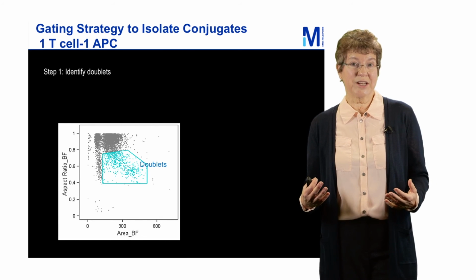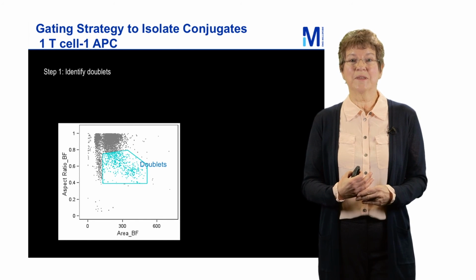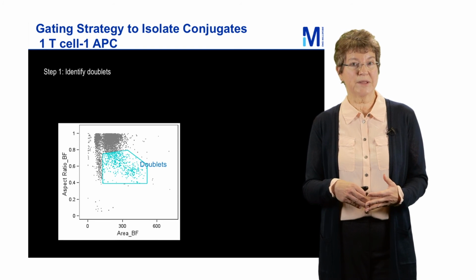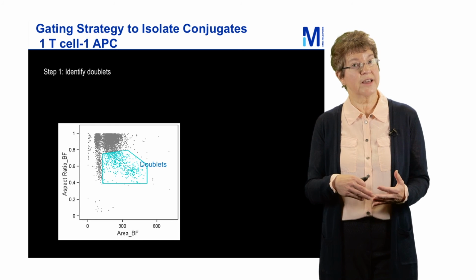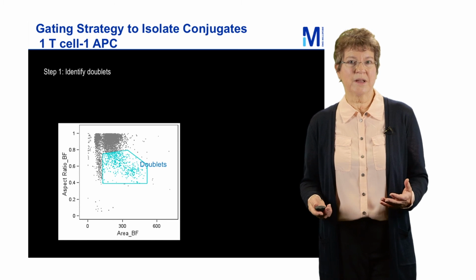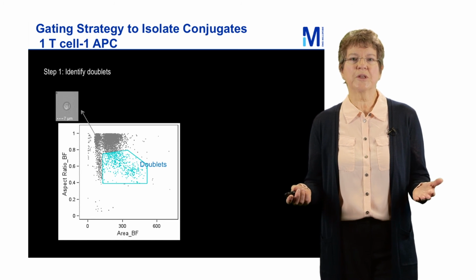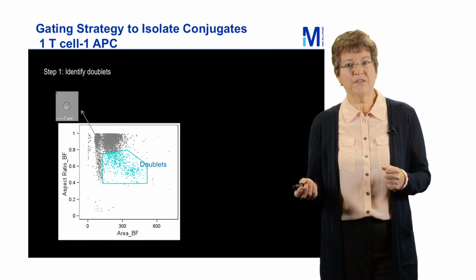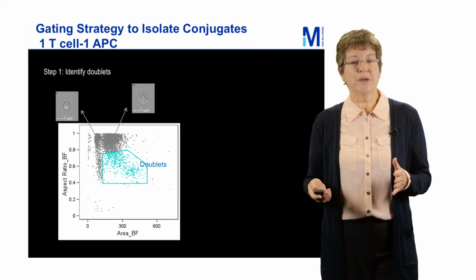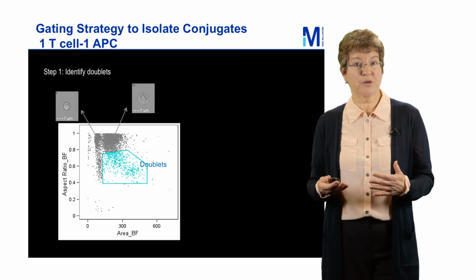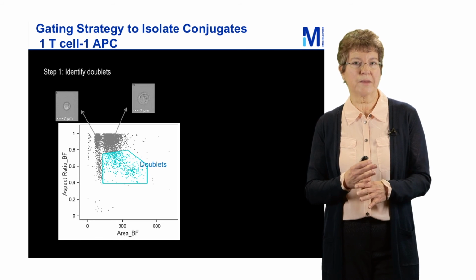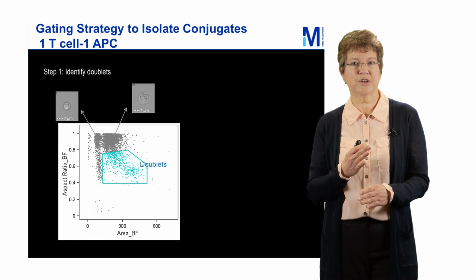So I'm going to show you the strategy to analyze this data. This is the way we isolate one T cell and one APC in order to interrogate that immune synapse. First, we have to identify doublets. So there's a couple of morphological parameters that we use to do that. The area of the bright field image versus the aspect ratio of the bright field image. Because when you have an aspect ratio around 1, the cell is very round. Its width by height is about the same.